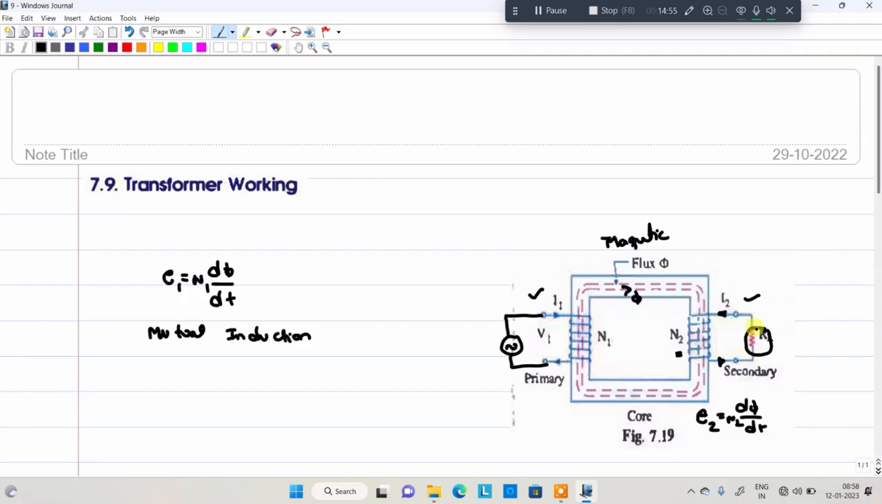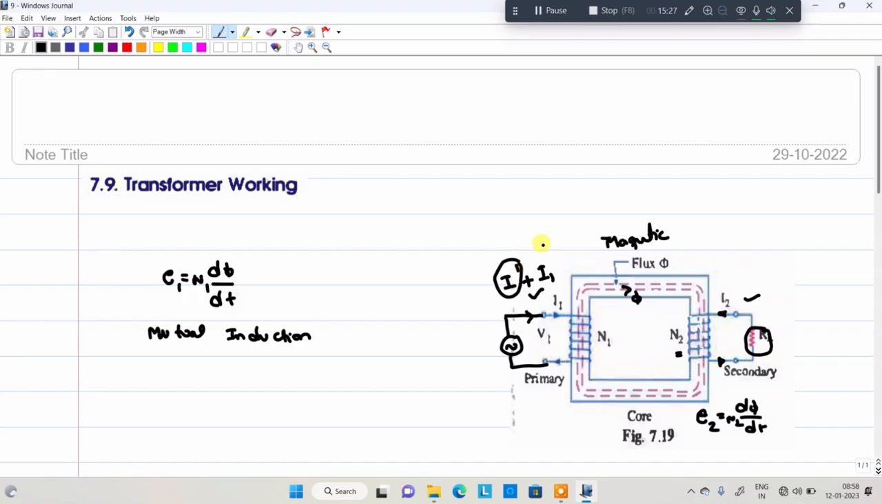After the induced EMF, whenever the load is connected, some extra current flows, that is I1 prime, due to the effect of load. According to conservation of energy, energy can neither be created nor destroyed. Whenever more and more load is taken, what will happen? More current will be drawn, and that current is taken from the primary itself, right? That current is I1 prime, the extra current taken from the supply whenever the load is connected.